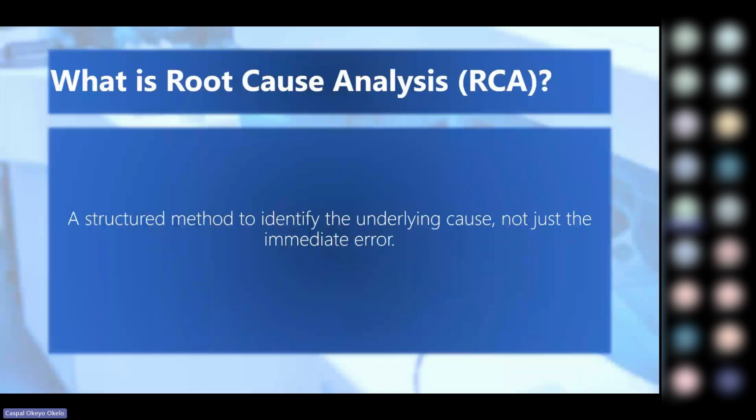For example, if calibration was missed, is the root cause that someone forgot, or is the root cause that there is no automated reminder system? You understand? Was there a maintenance tracking log? Was there a supervisory review checklist? RCA forces us to shift from what went wrong to why did our system allow this to go wrong? And this shift is very powerful.